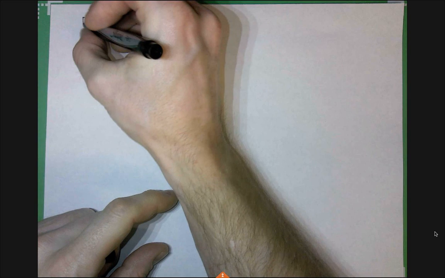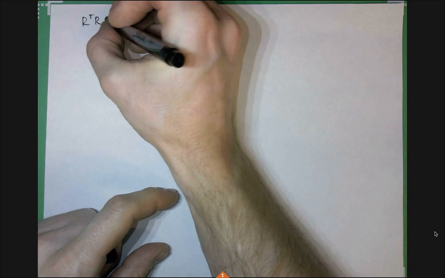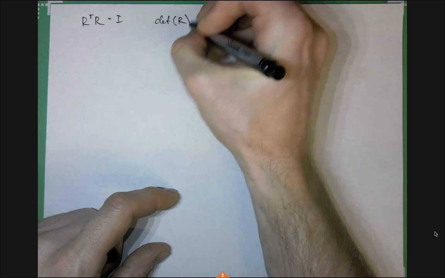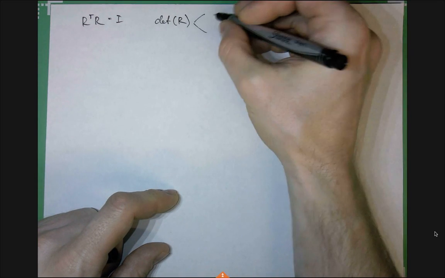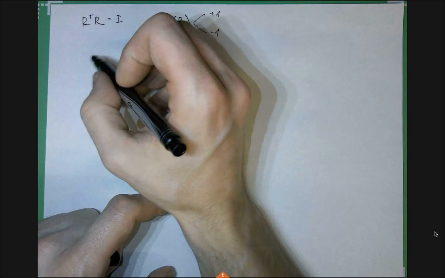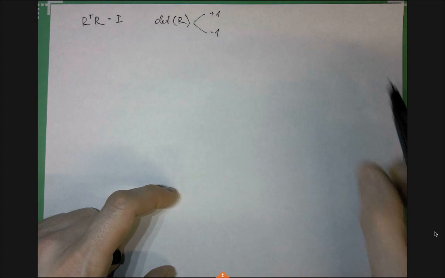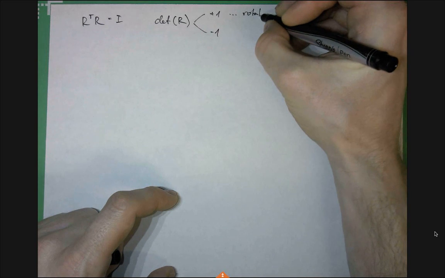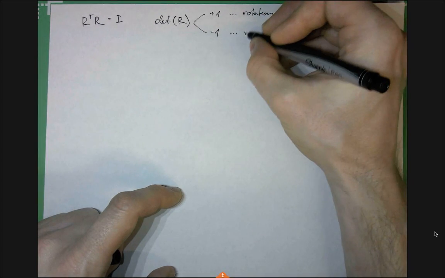The way I tell if I have an orthonormal matrix, so R^T R equals identity, then I look at the determinant of R, right? And the determinant can be either +1 or -1. You should be able to prove that. I will not be repeating that again. You can verify that by yourselves. If it's +1, it's a rotation. If it's -1, it's a reflection.